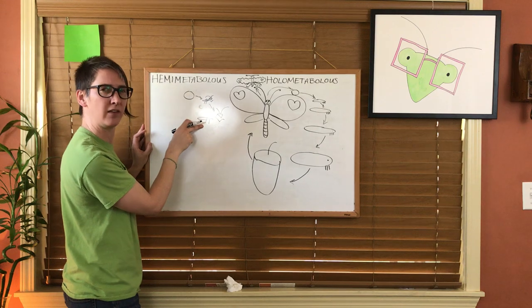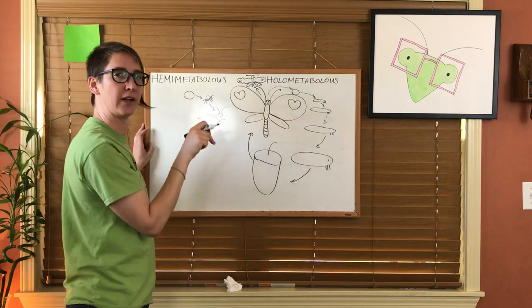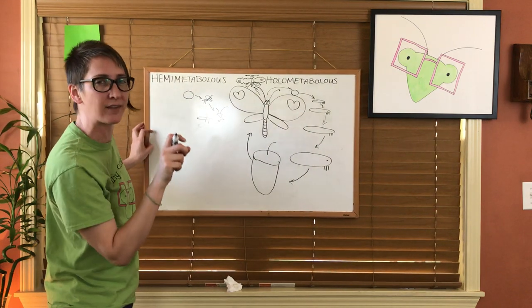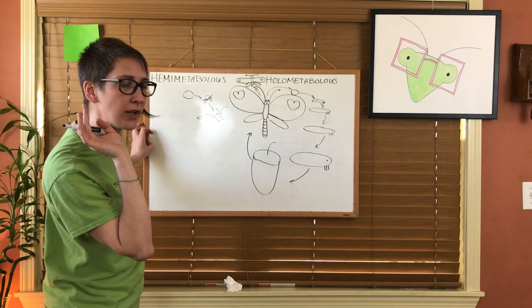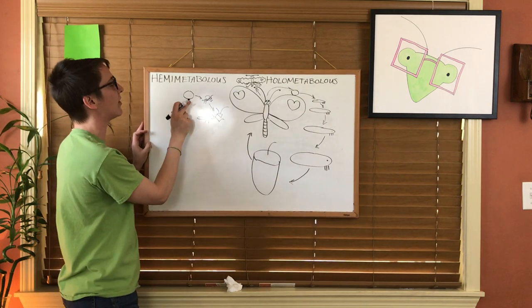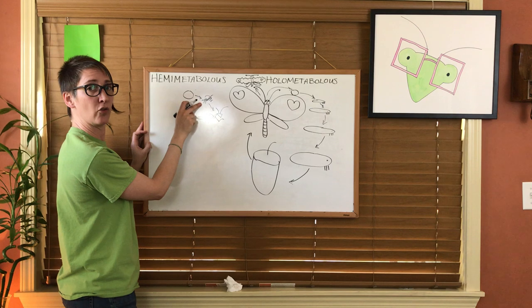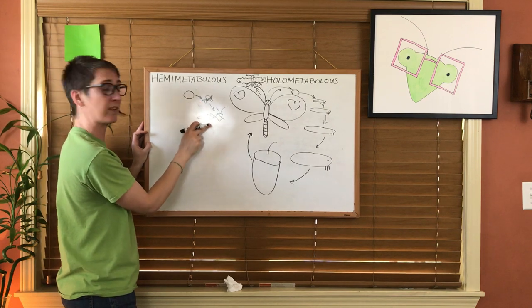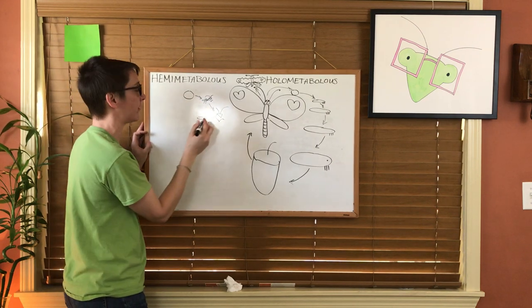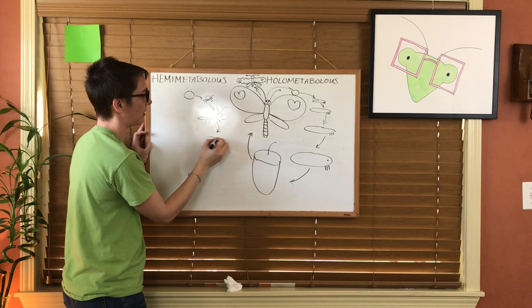Those sizes are called instars. We'll talk about that more on the molting episode, but you can say instar for now. Oh, yeah, I heard it, instar. So here we have our egg, and it hatches into a nymph, and that nymph molts into a bunch of different instars or sizes. We'll draw that up.